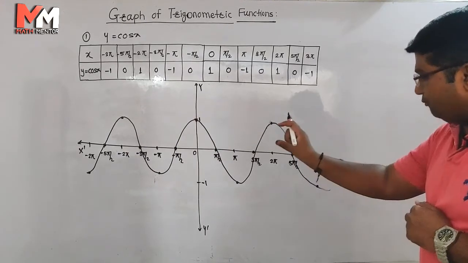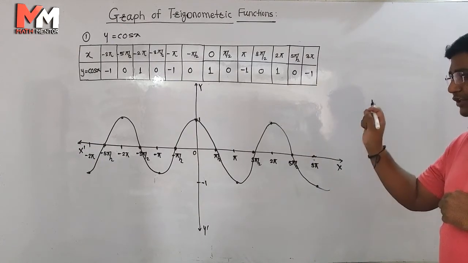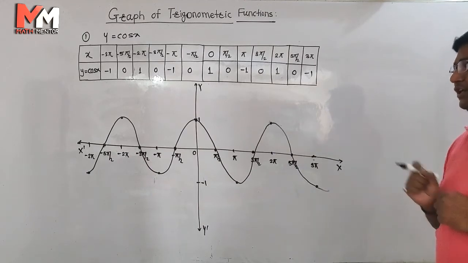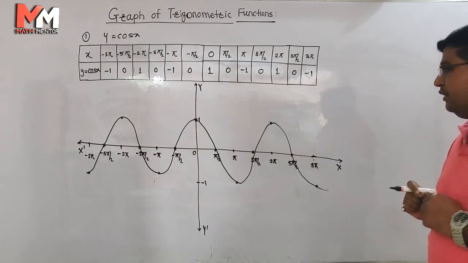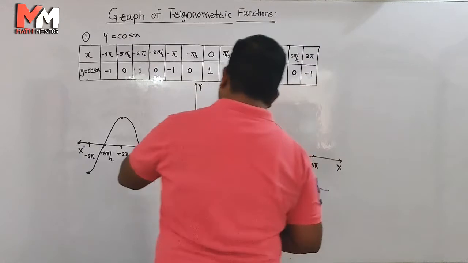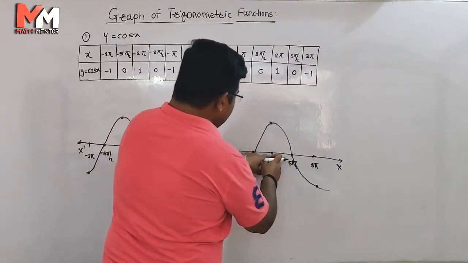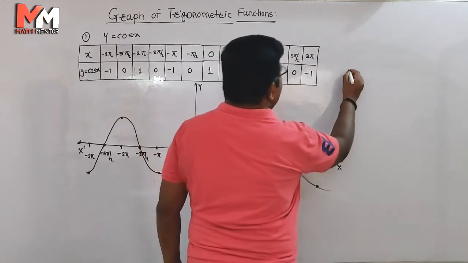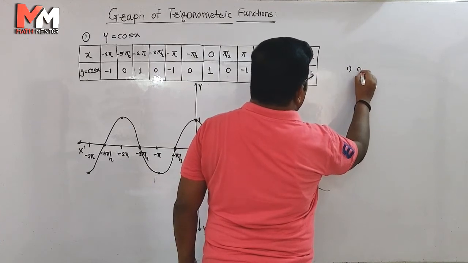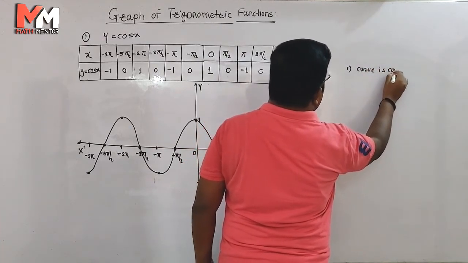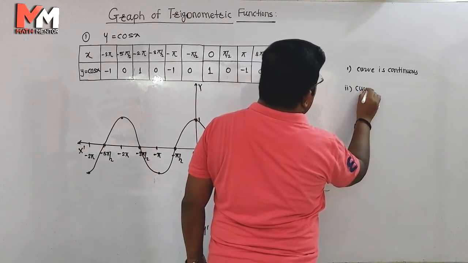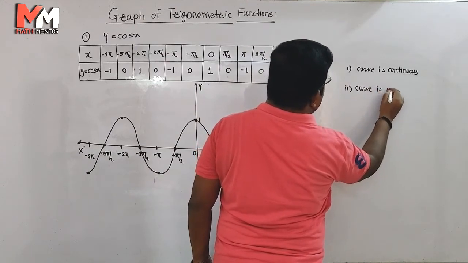So by using the observation of this graph, it does not pass through the origin. This graph is a continuous graph. This curve is a continuous curve, and सबसे important here, this curve is repeated within the interval 2 pi. So देखो 0 to 2 pi, यहाँ से again same ही graph आएगा. So these 3 points are very important to remember. That is, curve is continuous.